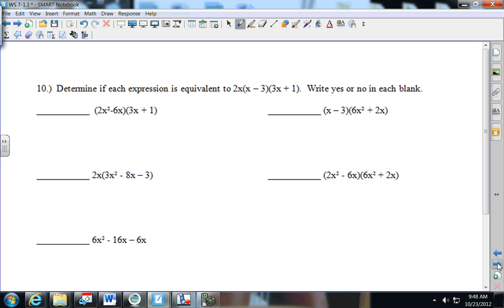Now, look at number 10. It says determine if each expression is equivalent to 2x times x minus 3 times 3x plus 1. First off, what does equivalent mean? Equal to. So what you're going to do right now is put this right here into y1. Then you're going to put the first answer into y2, and we're going to check and see if y1 and y2 are the same.